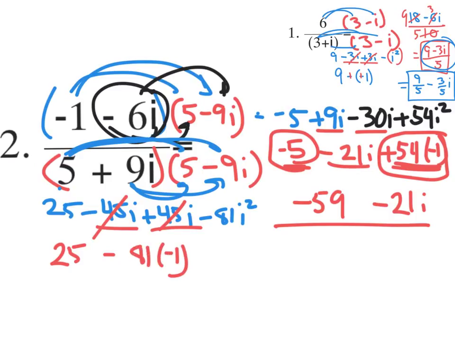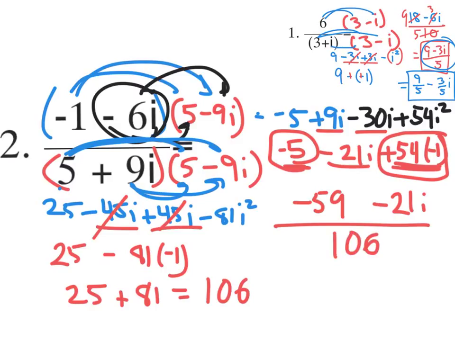They're both opposite values, so I have 25 minus 81, but times a negative 1. So it's not going to really be negative 81, it's going to be negative 81 times negative 1. It's going to be 25 plus 81. And 25 plus 81 is 106. So the denominator is 106. So far, that's our answer.